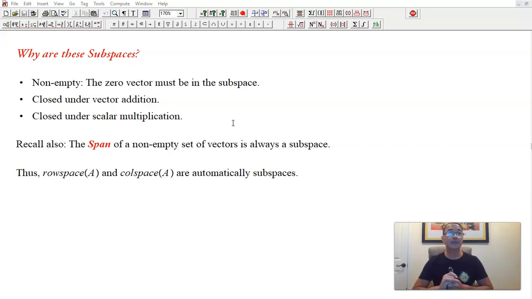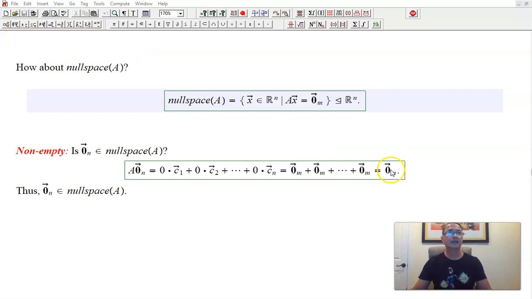We also saw in section 2.2 that the span of a non-empty set of vectors is always a subspace. So, since row space and column space are defined as spans of rows and columns, and the matrix has at least one row and at least one column, these are automatically subspaces. So really, we're just left with the two null spaces. And of course, the logic for the transpose null space is exactly the same as the logic for the null space of the original matrix. So, why is the null space non-empty?